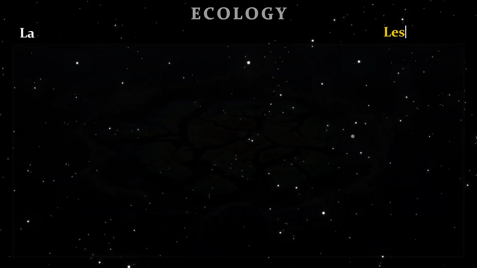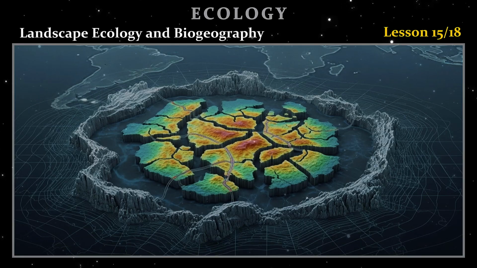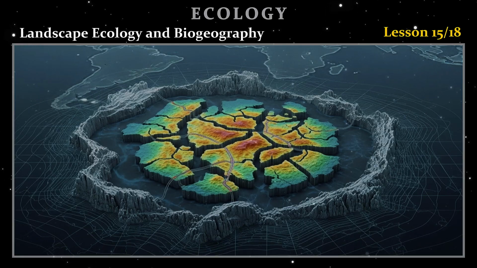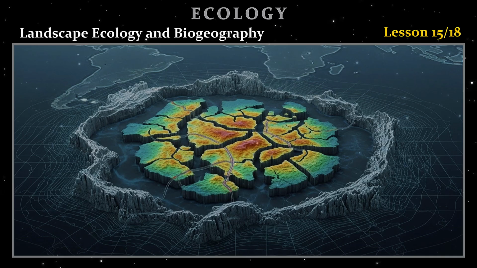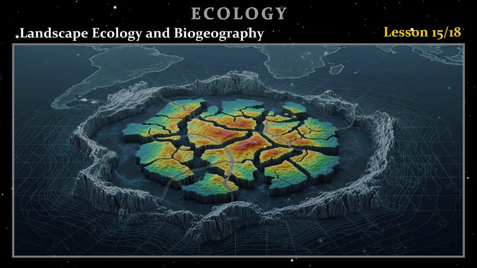Lesson 15. Landscape Ecology and Biogeography. Landscape ecology is the study of spatial heterogeneity. That is a complex phrase for a simple idea. The world is not uniform. It is a mosaic.